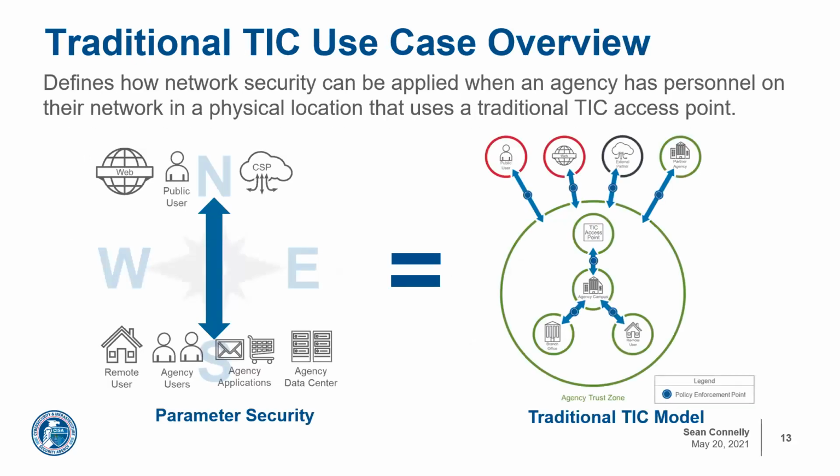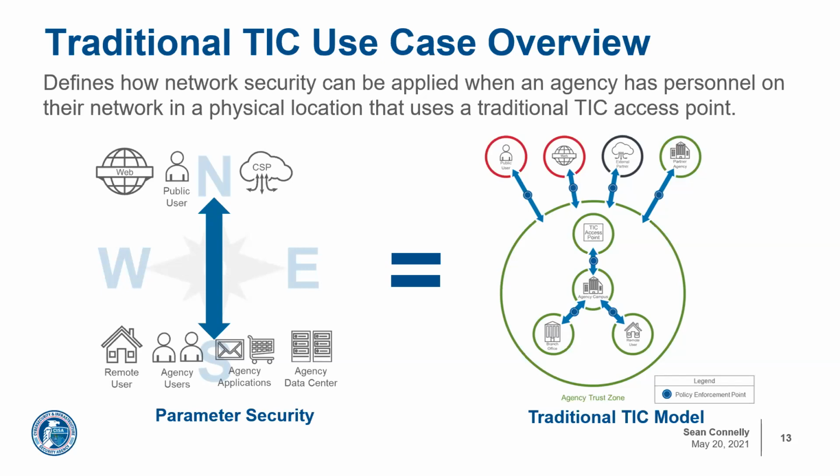Let's start off with the traditional TIC use case. It defines how network security can be applied when an agency has personnel on their traditional network in a physical location that uses a traditional TIC access point. If you look on the left side, this is the traditional north-south corridor that we built our security protections around for the last 20+ years. Everything on the south side of that compass, the remote user, agency users, applications themselves, and data centers, is considered that trusted environment. Then the north side of that compass is the big bad web, public users, and cloud environments. That was represented as being outside the agency's perimeter.